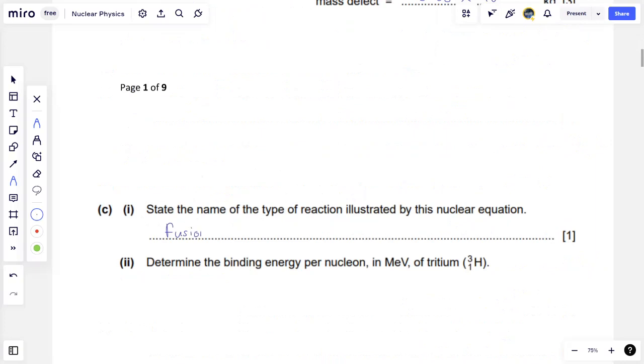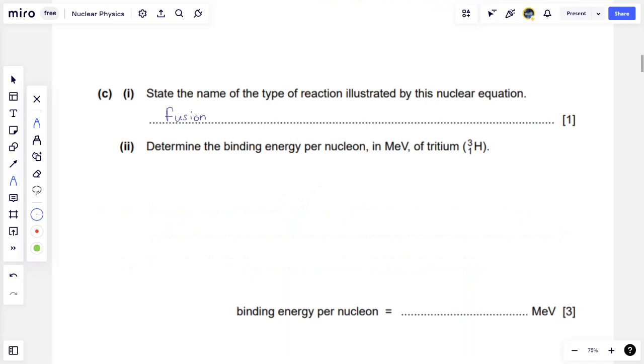But since I'm a physicist and I'm lazy, I'm simply going to write fusion. It's good enough to say fusion. So it's nuclear fusion occurring. Two light atoms fusing to become a heavier one. Now, the next part says determine the binding energy per nucleon in MeV of tritium. Okay, it's preferable to always use MeV unless otherwise specified, mega electron volts.